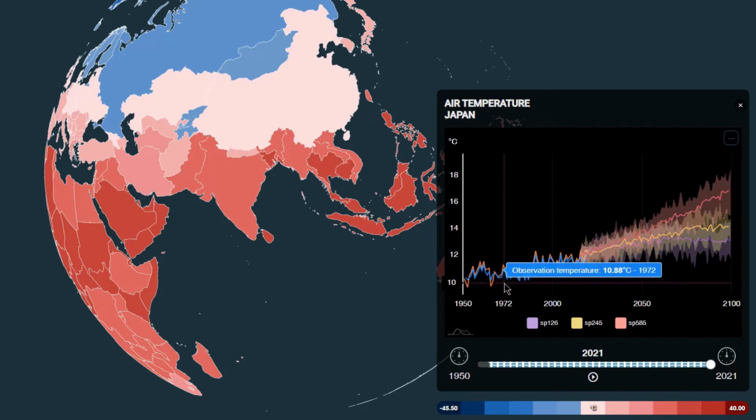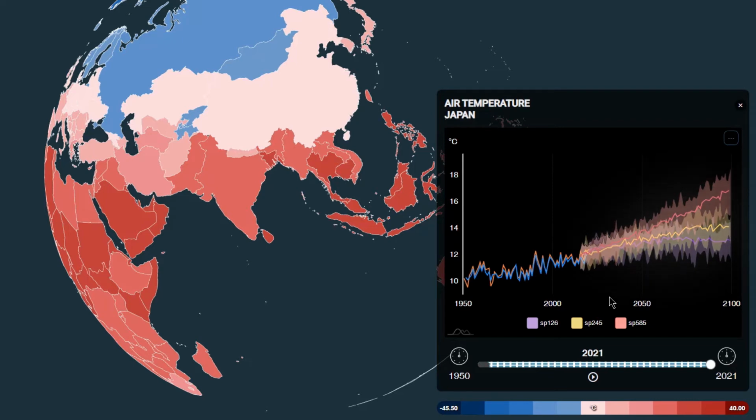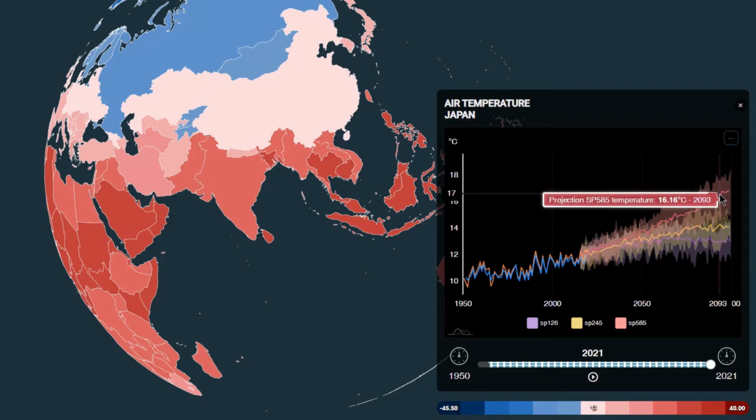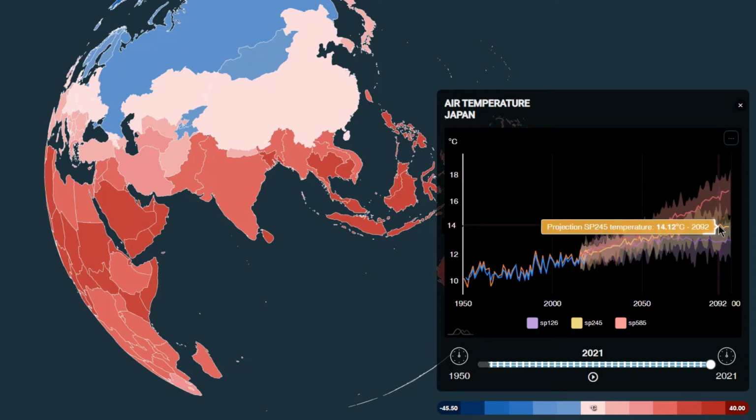By hovering over historical lines, you will notice how the temperature gradually increases as the years progress. Past data is represented by two lines. The blue line represents observational data, and the orange the reanalysis data from ERA5. After the present date, you can see three different climate projections: a high emissions scenario shown in pink, a stabilization scenario in yellow, and a low emissions scenario in purple.